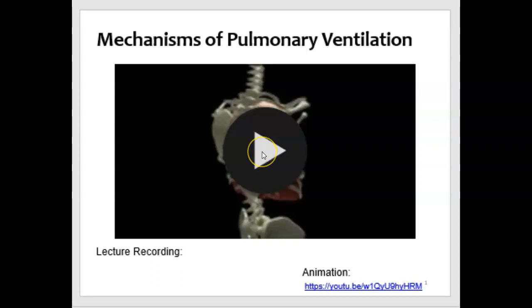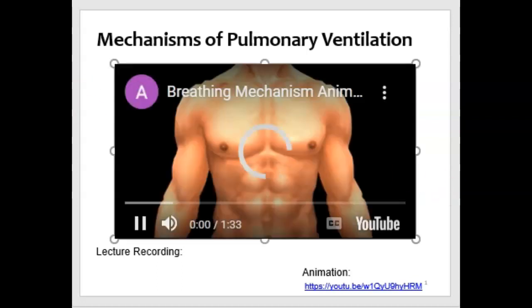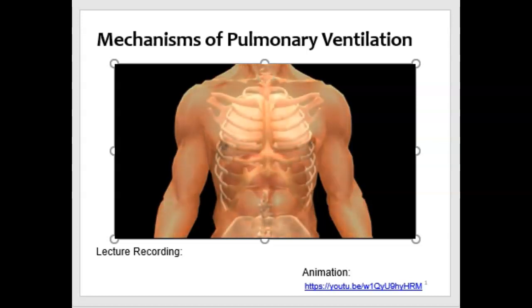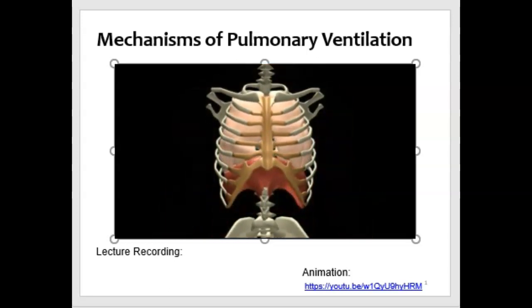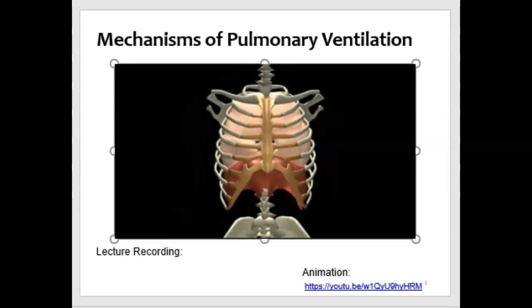The topic for this lecture is the mechanisms by which we move air in and out of the lungs, which we call pulmonary ventilation. So we're going to look at how the lungs are ventilated. There is an animation that you might find helpful on YouTube that I'm showing on this first slide, and it relates the movement of air in and out of the lungs to how the thoracic cavity changes in size.